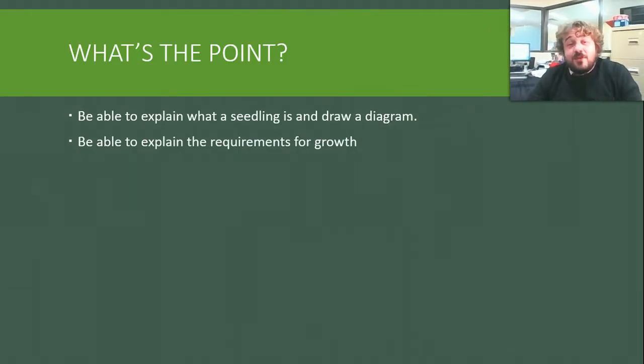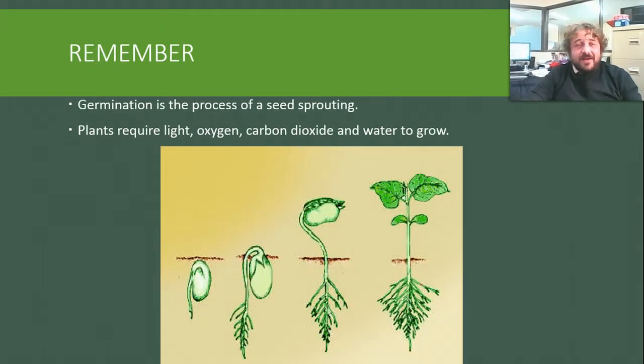Today we're going to look at seedlings and basically how we can affect their growth. By the end of this, you want to be able to explain what a seedling is and draw a diagram. You also want to be able to explain what the requirements for growth are. In particular, we're going to look at something called limiting factors.